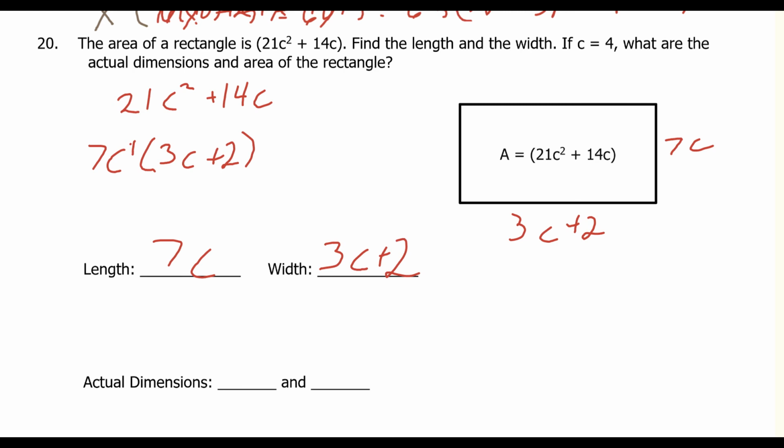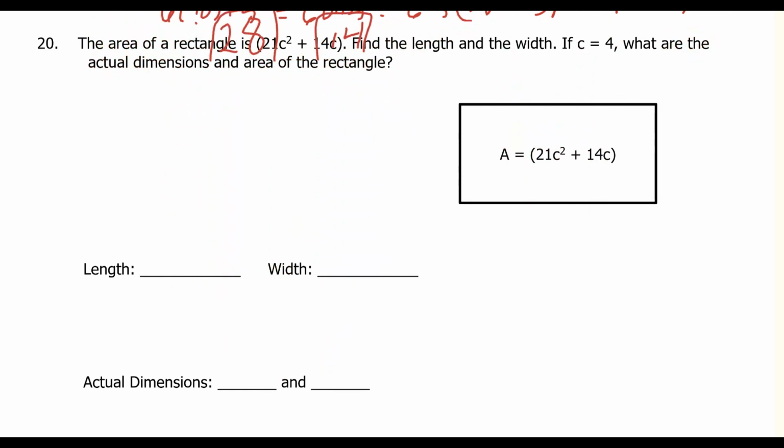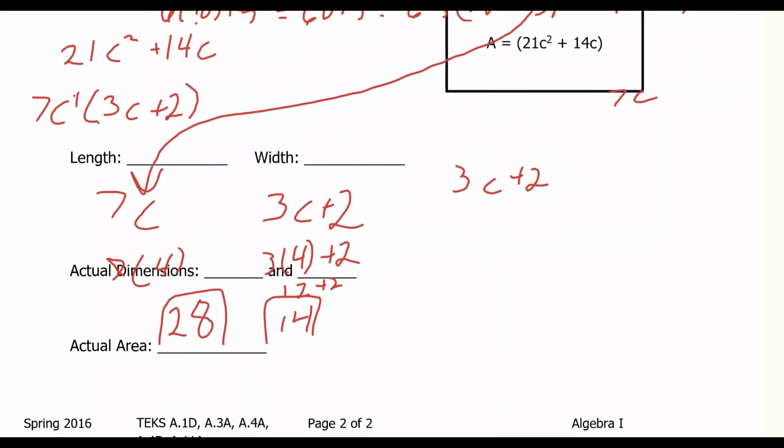Now, it says find the length and width if c equals 4. So we're going to take that 4 and put it right there. Actual dimensions are going to be 7 times 4, which is 28. And then we got 3 times 4 plus 2. 3 times 4 is 12, plus 2, which is 14. And there we have it. Problem finished. And notes are finished.